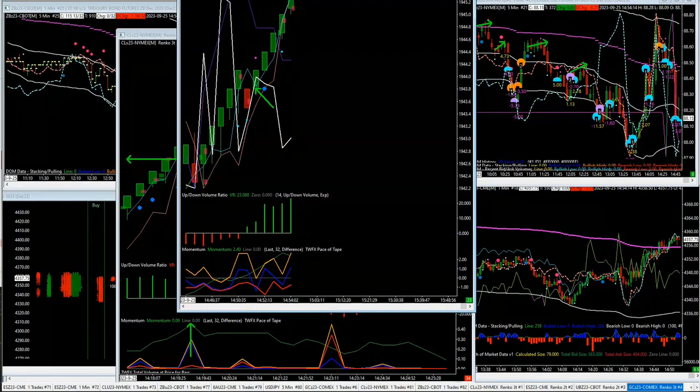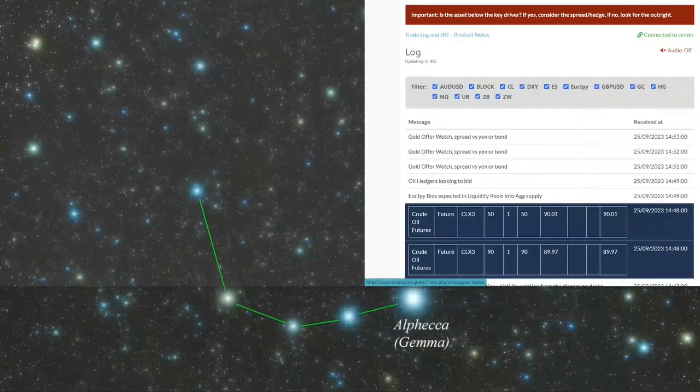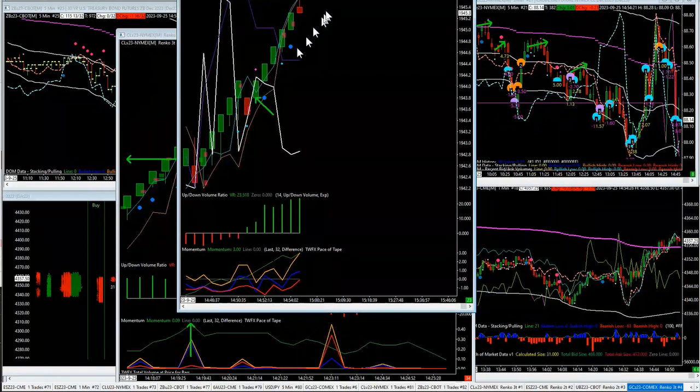So when we're looking at these as ideas, we have to put it into context. See how gold is offer watch? Gold is offer watch. That is going to be probably a buy on gold at the first start. And there's the buy on gold. If you didn't know that, would you have bought it or sold it?